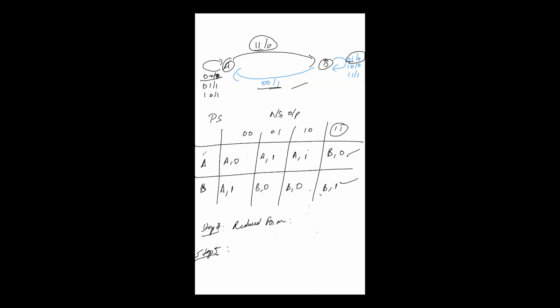Right, you are having two states only, A and B. So assign the binary number A equal to 0 and B equal to 1. Right, assign the binary number A equal to 0 and B equal to 1. And with this, you have to again draw the state table. Number 5, that is state assignment. Let you assign A equal to 0 and B equal to 1. It represents state, next state. Now draw.